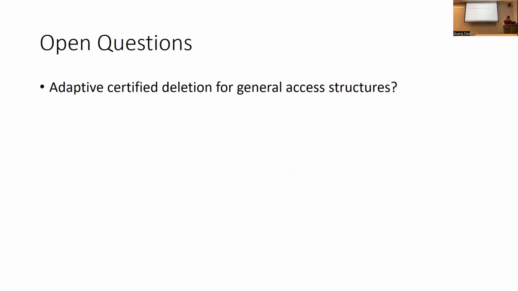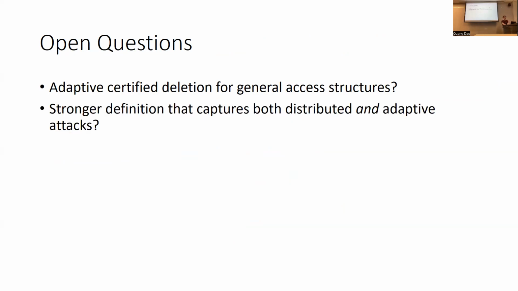This is the last slide. There are a lot of interesting questions in this area. We've really only scratched the surface of it. So first, can we get adaptive certified deletion for general access structures? We only did it for threshold access structures. Is there a stronger definition that captures both distributed and adaptive attacks? And can we achieve it?